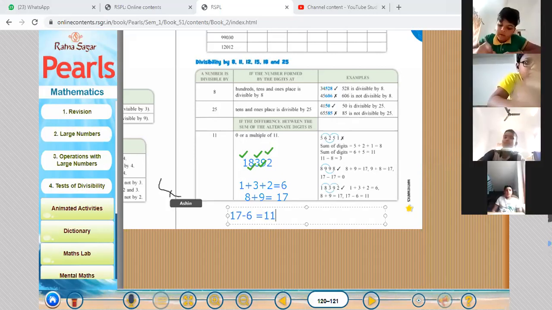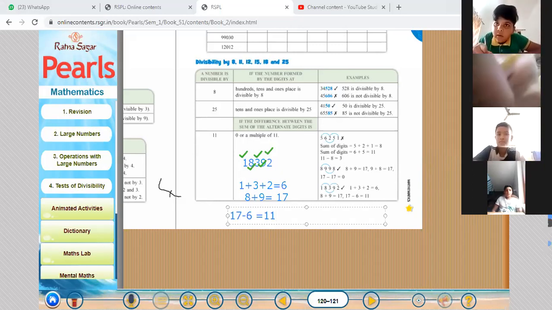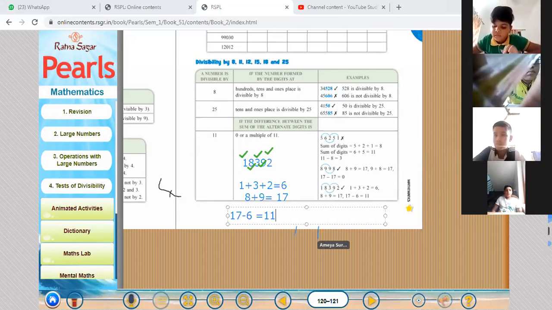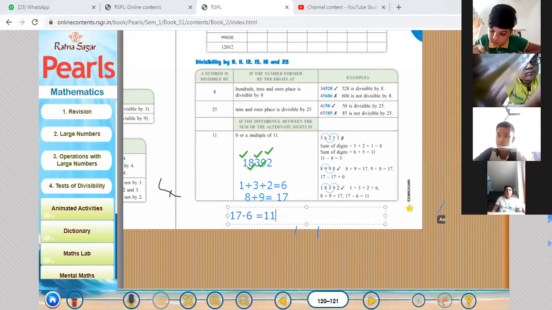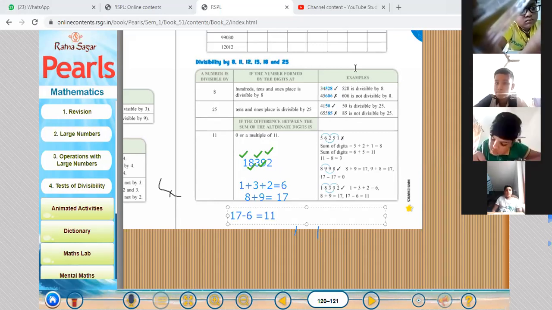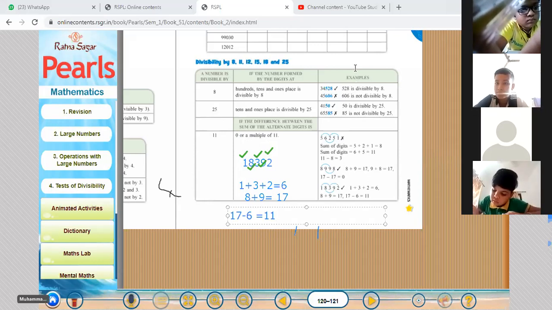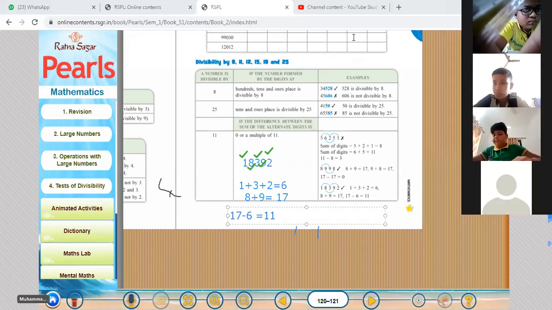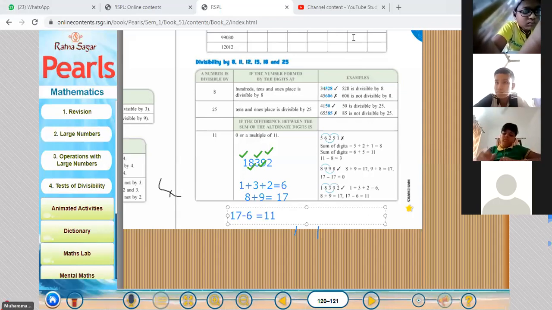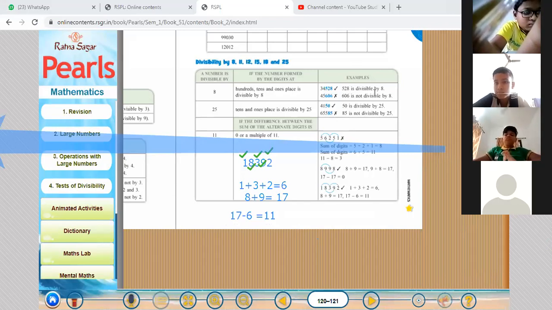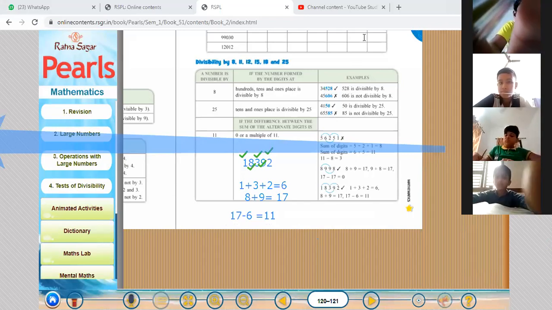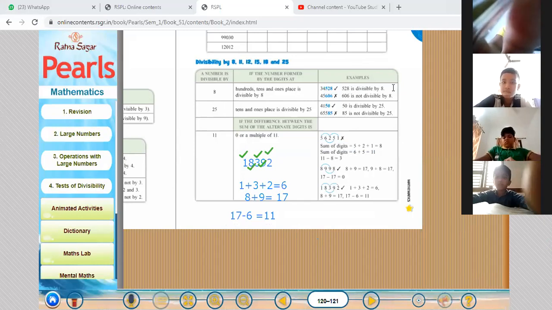Then what about the difference? Is 11 divisible by 11? Yes. Very good. Because our difference is divisible by 11, we can say that the number 18,392 is divisible by 11. Is it clear, the divisibility of 11?